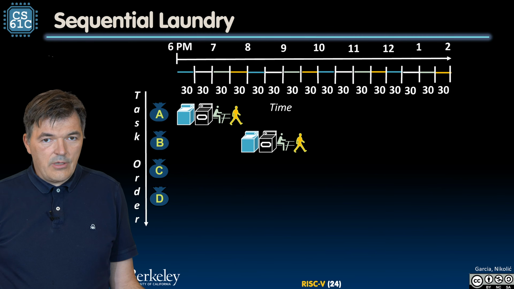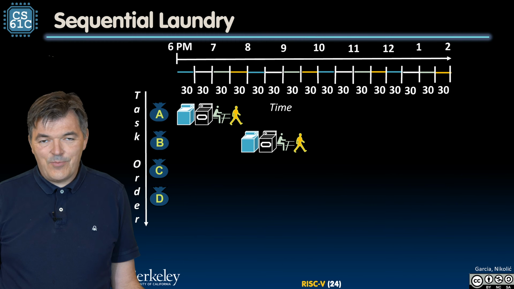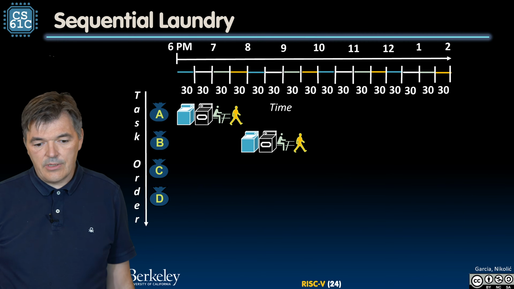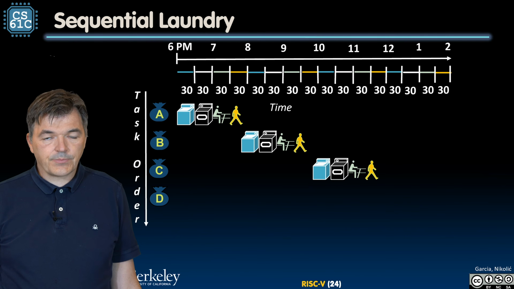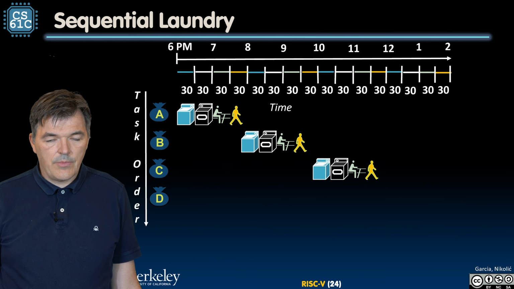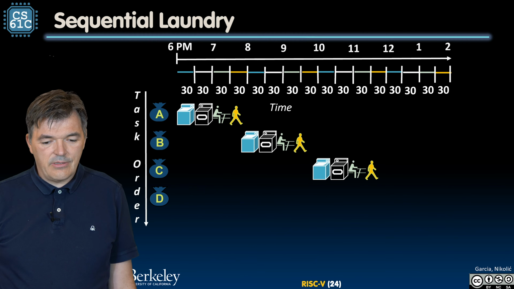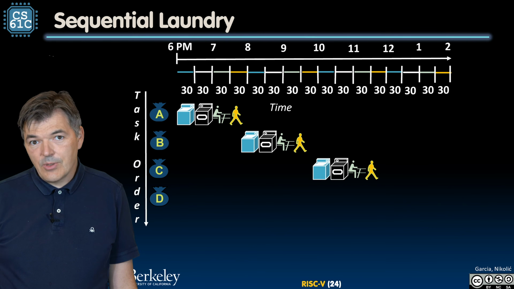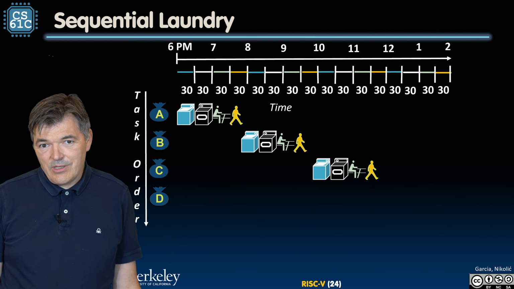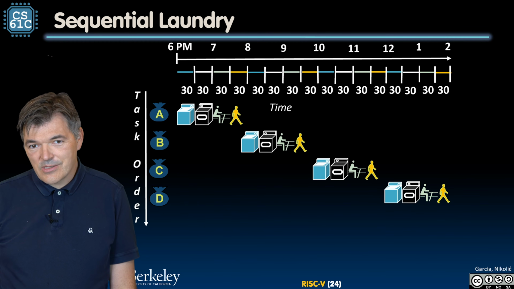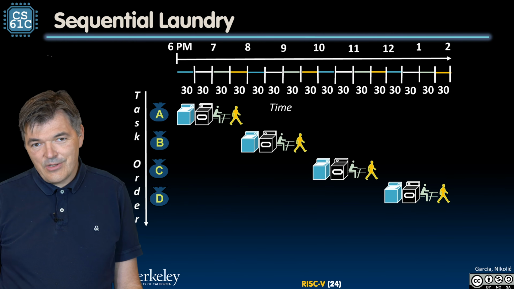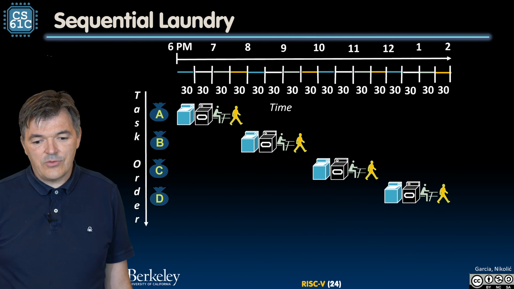Then Bora can go at 8 and wash it, dry it, fold it, and stash it. He'll be done by 10 p.m. Then Caroline can start. She would wash it, dry it, fold it, and stash it. She'll be done by midnight. And Dan would have to start at midnight and finish his 4 phases of laundry execution by 2 a.m.